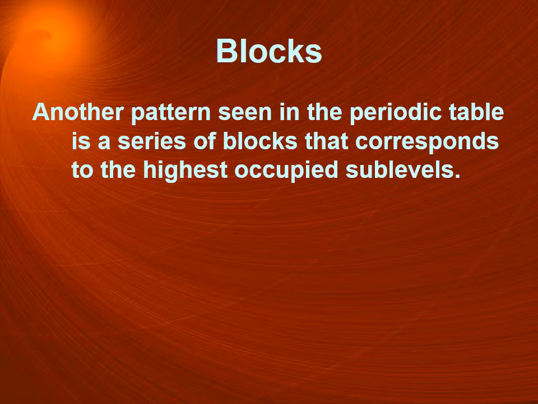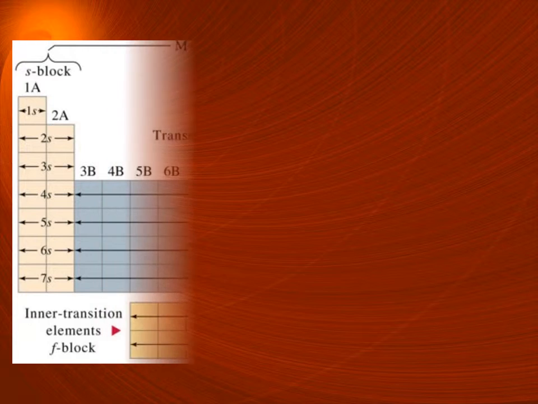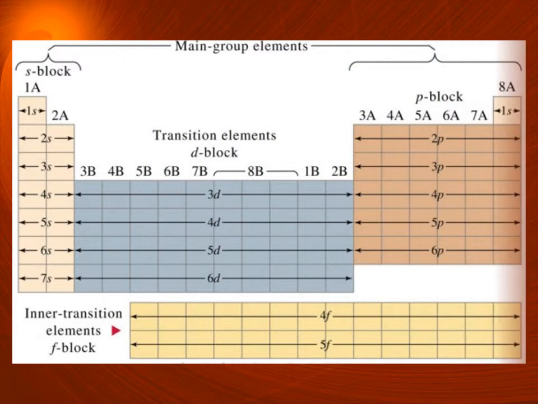Another pattern that can be seen in the periodic table is a series of blocks that corresponds to the highest occupied sublevel. So when we look at the periodic table, the representative elements have the S and the P. The transitional elements have the D, and the intertransitional elements have F as the highest shell with some electrons located in them.